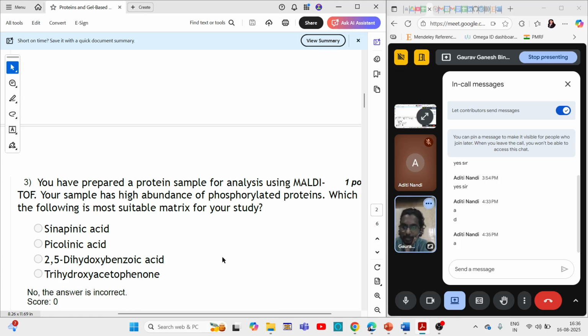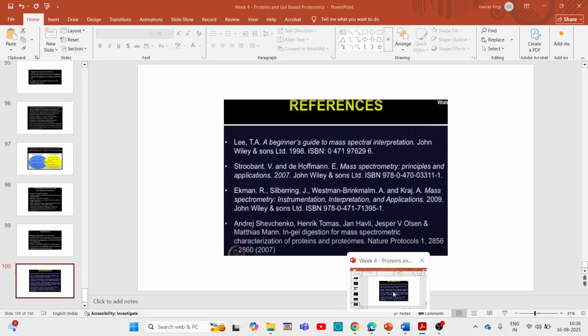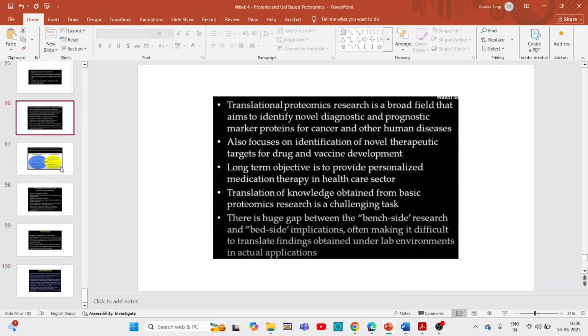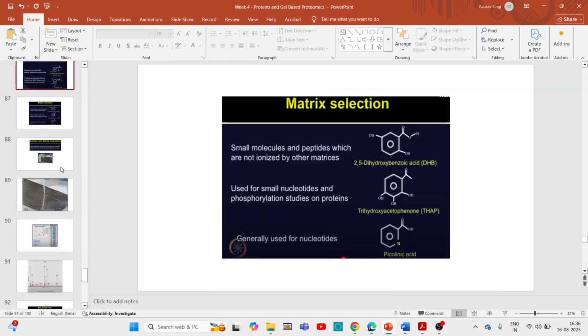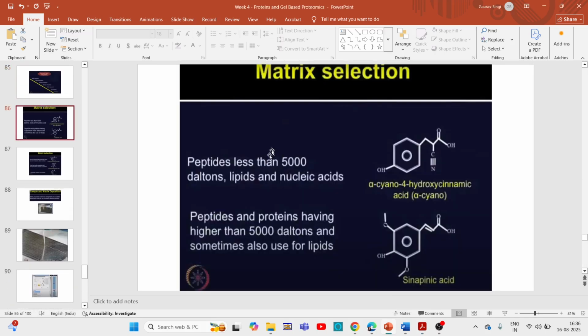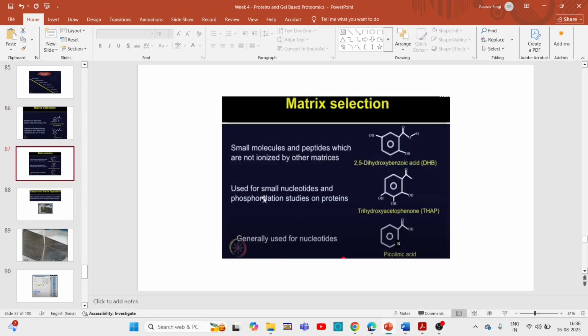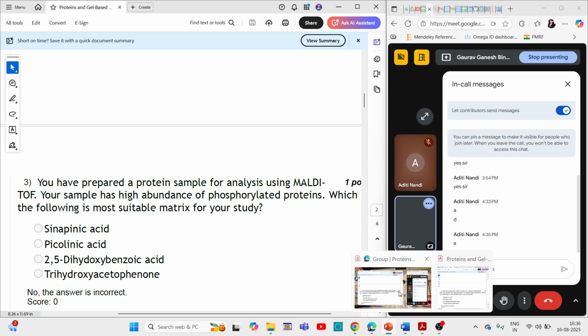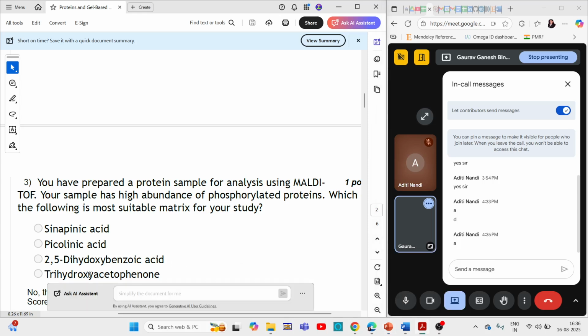Is it sinapinic, picolinic, 2,5-dihydroxybenzoic, or trihydroxyacetophenone? Do you remember? Or should we go to those slides? So the question is for phosphorylated proteins. Okay, this is the one. So it is trihydroxyacetophenone. The answer is D.